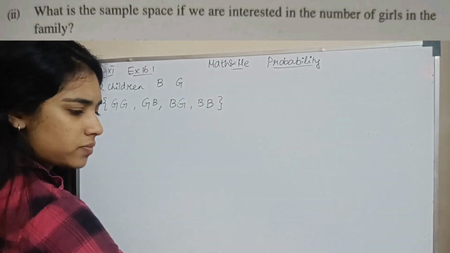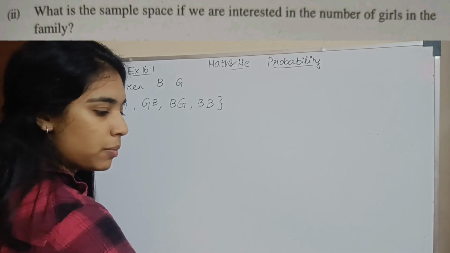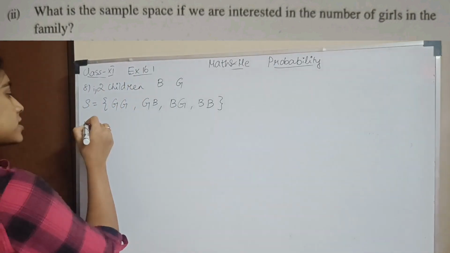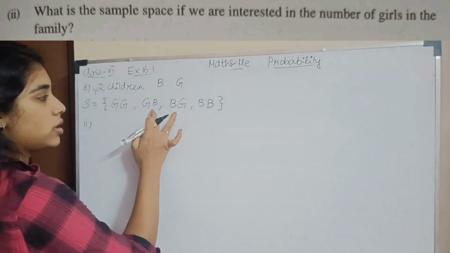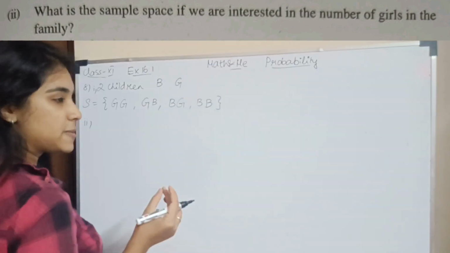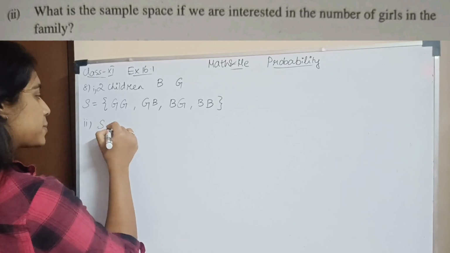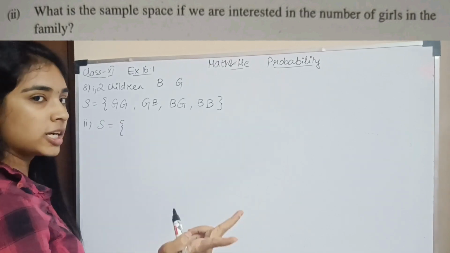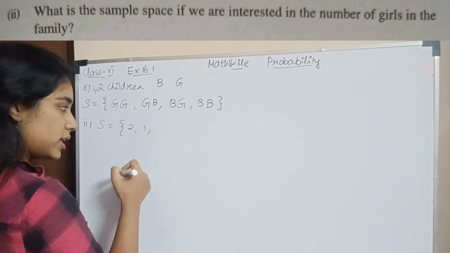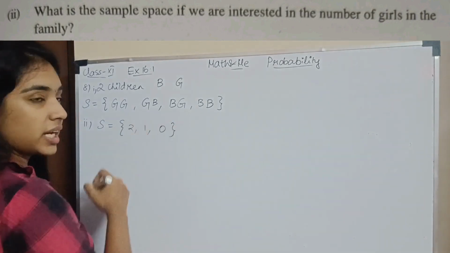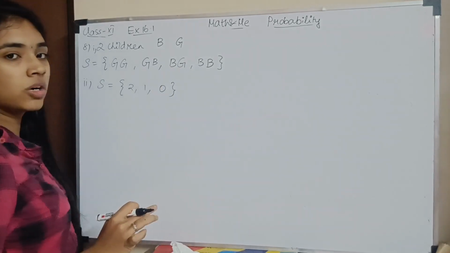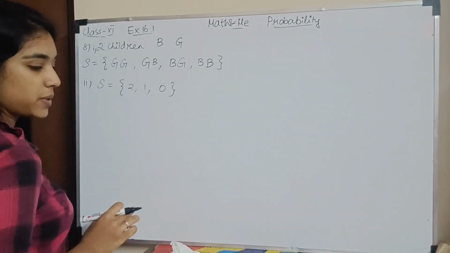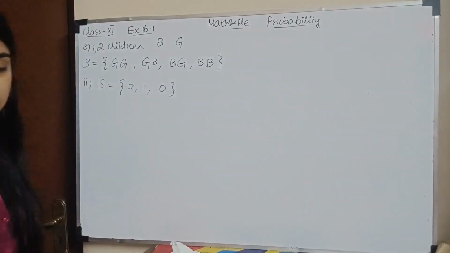Second subsection: what is the sample space if you are interested in the number of girls? How many girls are there? There can be 2, or 1, or 0. So the sample space is that I can have 2 girls in the family, or 1 girl in the family, or no girl, which means 0, only boys. Okay, so this is the sample space for the number of girls.